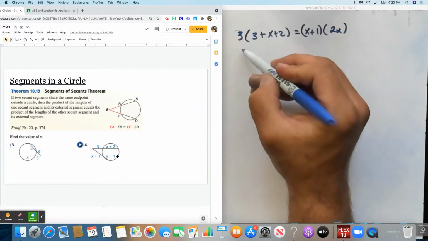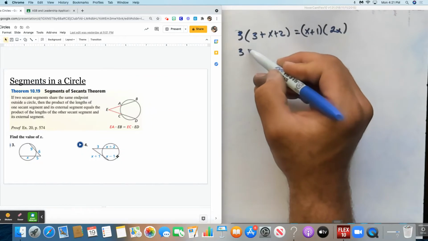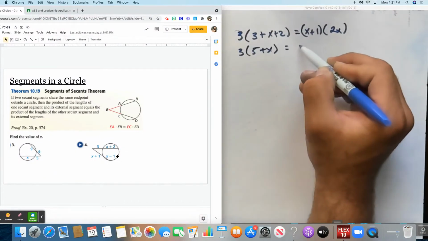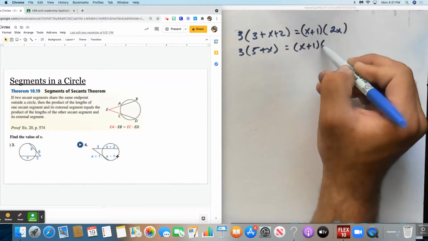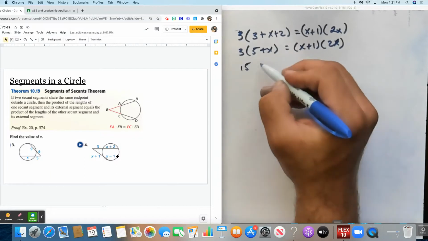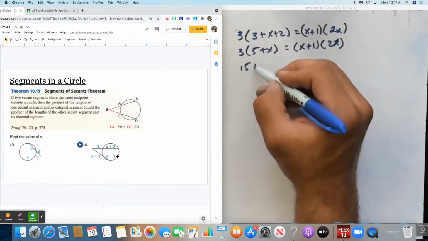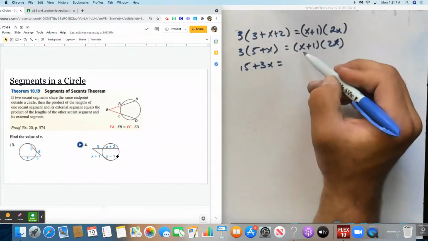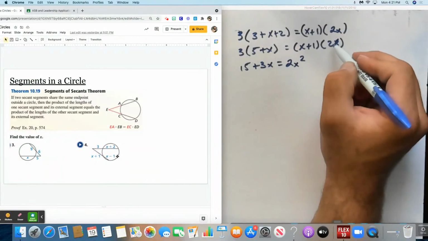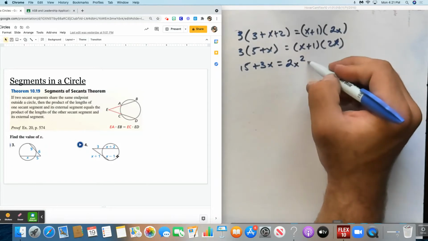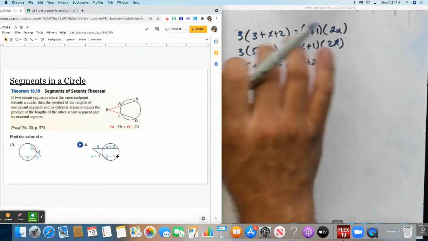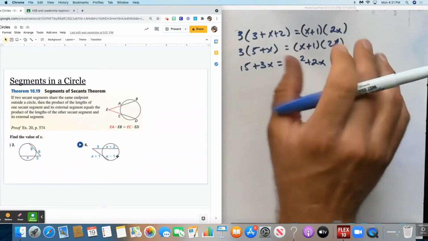So actually, we could simplify over here a little bit. We've got 3 times (3 plus 2 is 5) plus x equals (x plus 1) times 2x. So 3 times 5 is 15, plus 3 times x is 3x, equals x times 2x is 2x squared, and then 2x times 1 is 2x. Now what we have to do is get all this stuff on the same side and solve a quadratic equation.